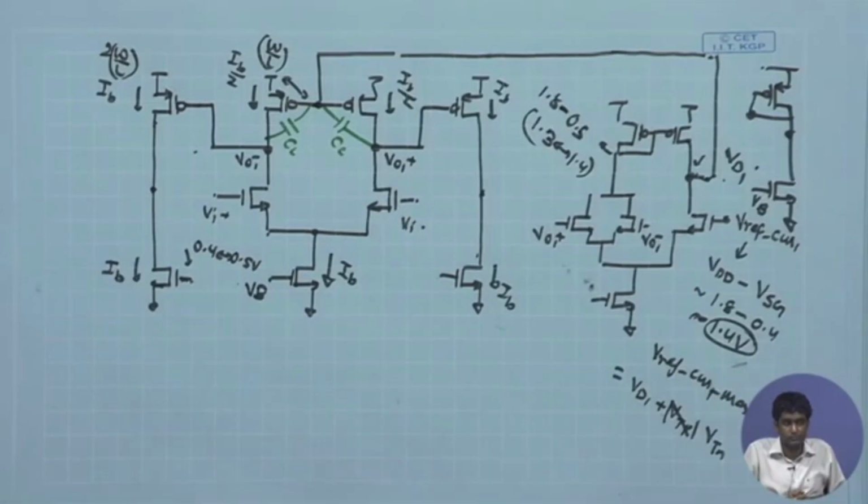Sir, why do we need to make a feedback for biasing the tail currents of NMOS?